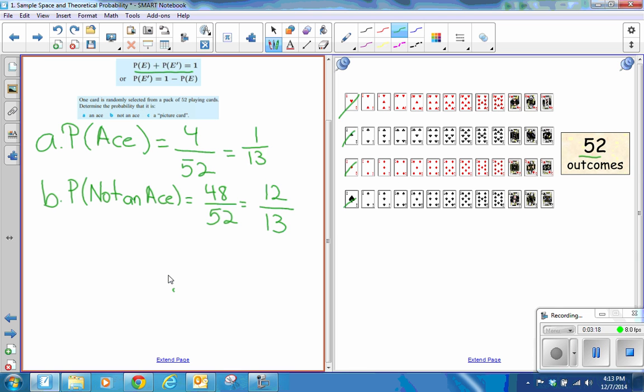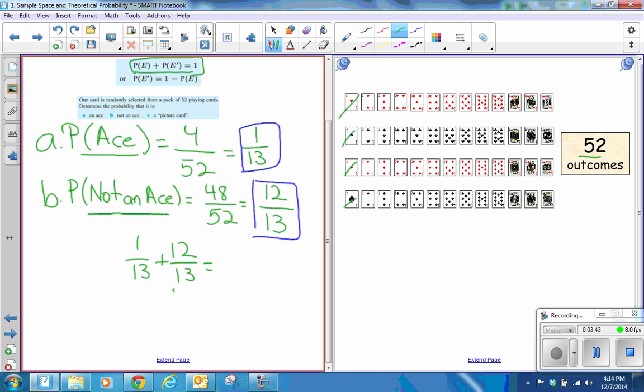And as you can see here, if I add those two together, I will get 1. So the probability of an event, in this case an ace, is 1/13, plus the probability of not an ace is 12/13. If I add this, that's a complementary event, and that is 1.